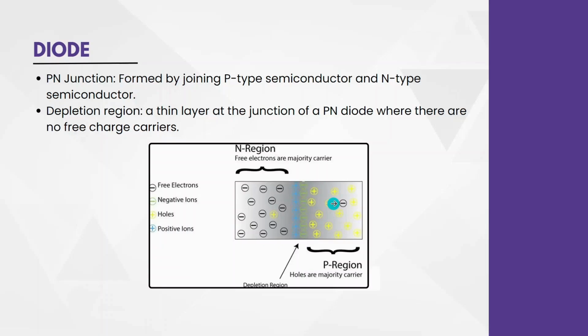Now this will form a junction because we know that opposite charges attract each other. So all the positive holes will come and form a layer here. Similarly, from the N region, electrons will come and form a layer. Now this layer, we call it the depletion region. So a depletion region is a thin layer at the junction of a PN diode where there are no free charge carriers. So this hole has paired up with this electron. Similarly, an entire layer is formed like that and there are no free charge carriers. When we break through this depletion region, there will be flow of current.